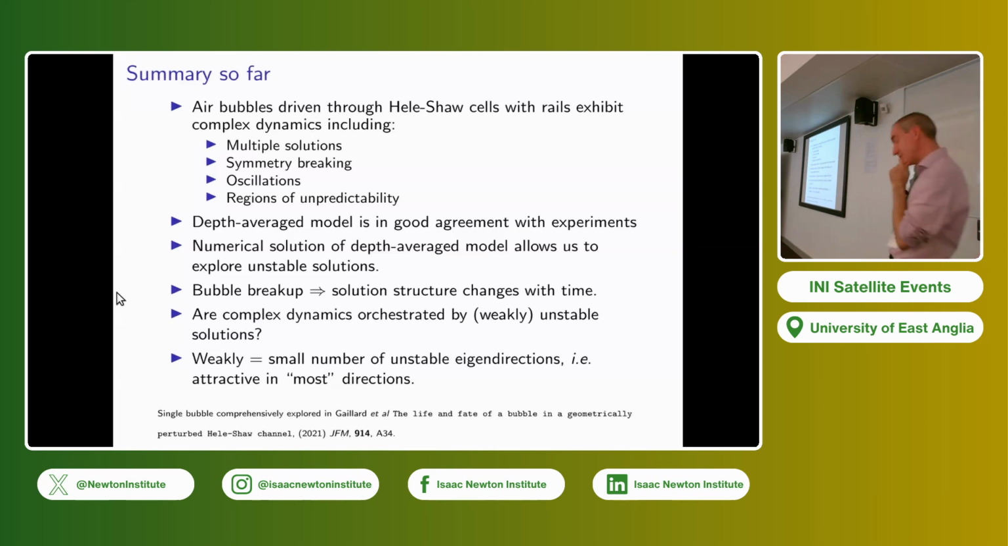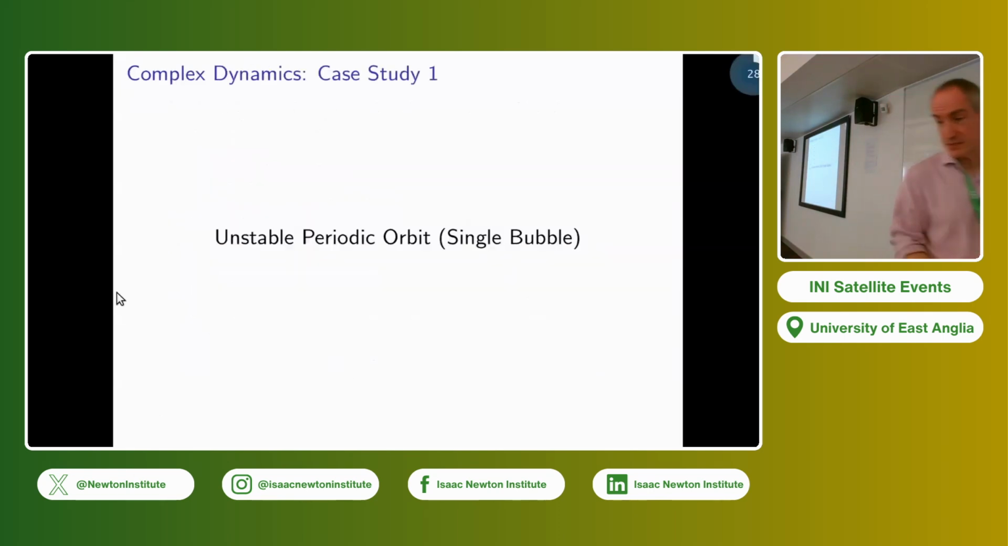So what I'm going to do with the rest of my time is just take you through a few different case studies to try and convince you, or explain, how these unstable solutions can organize the dynamics. And the first one of these, we'll see how many I get through, is where the interesting object is an unstable periodic orbit, but we only have a single bubble.